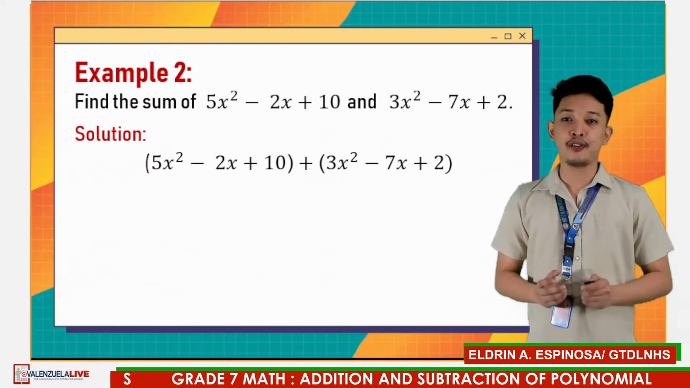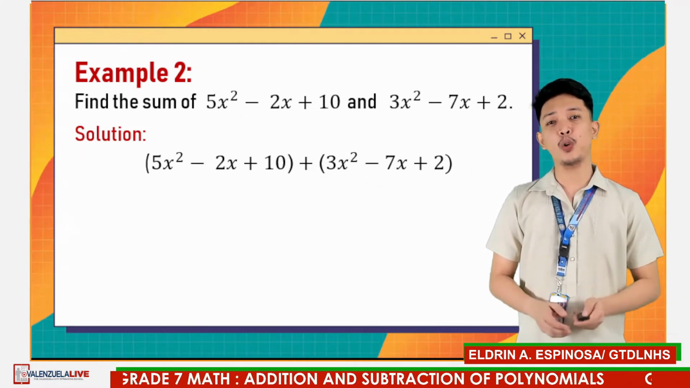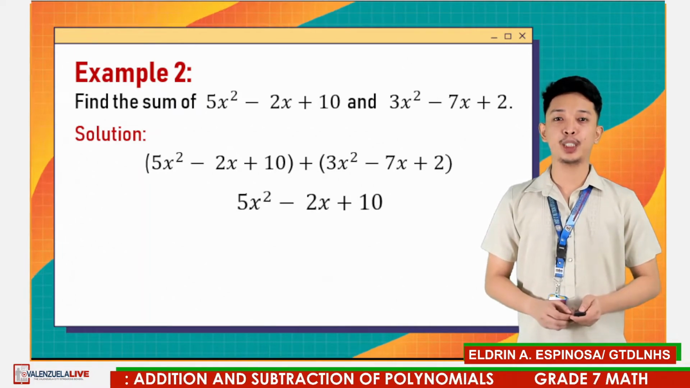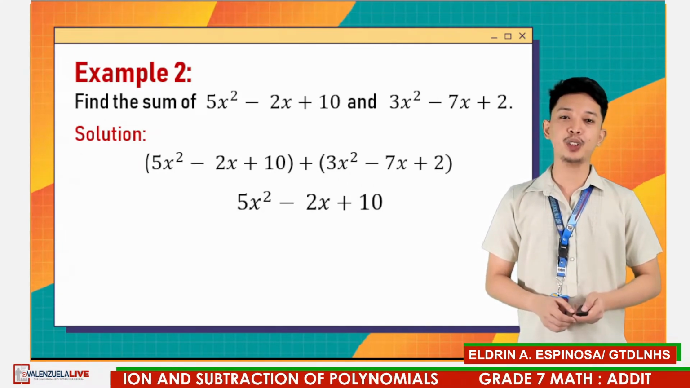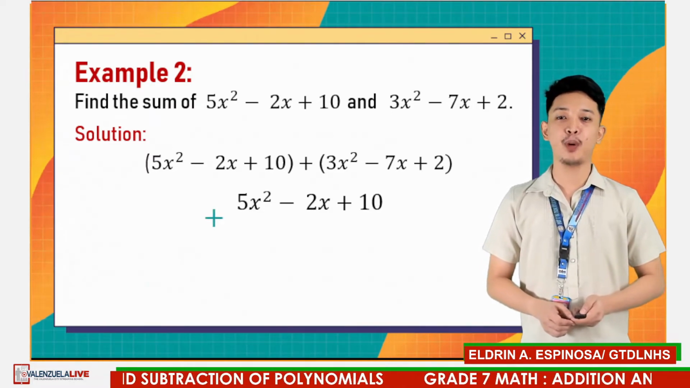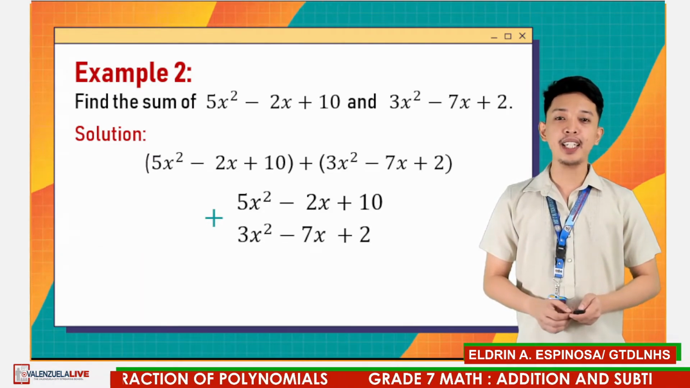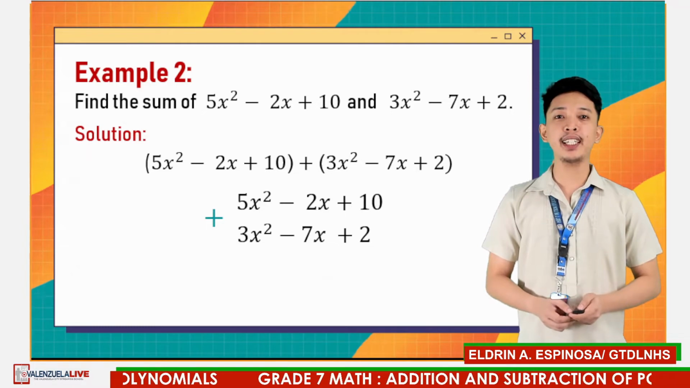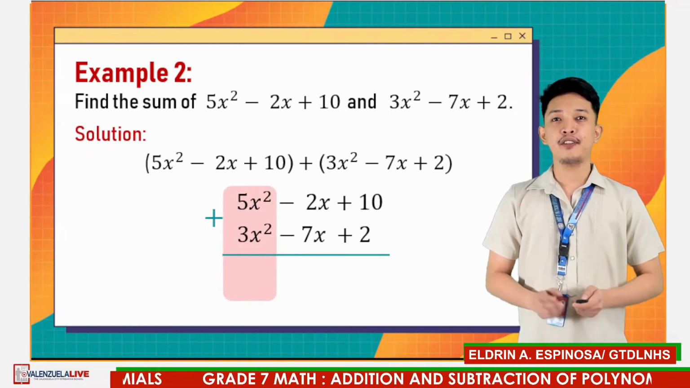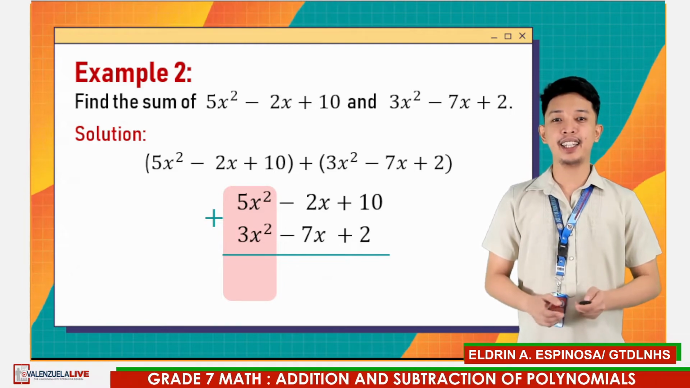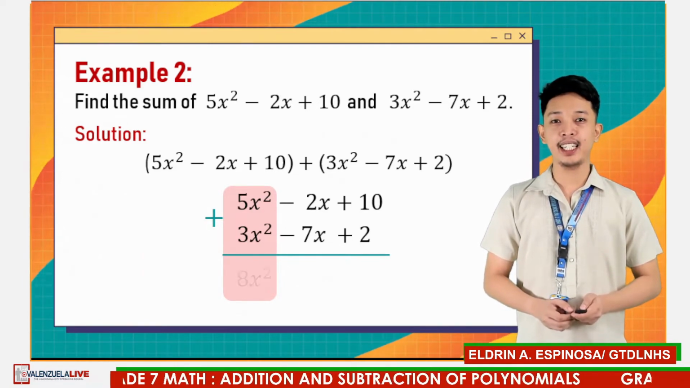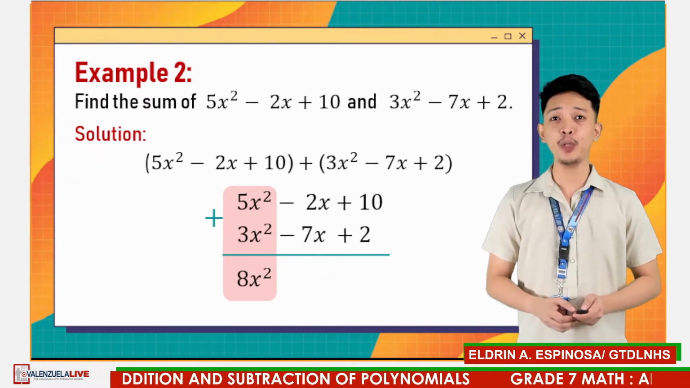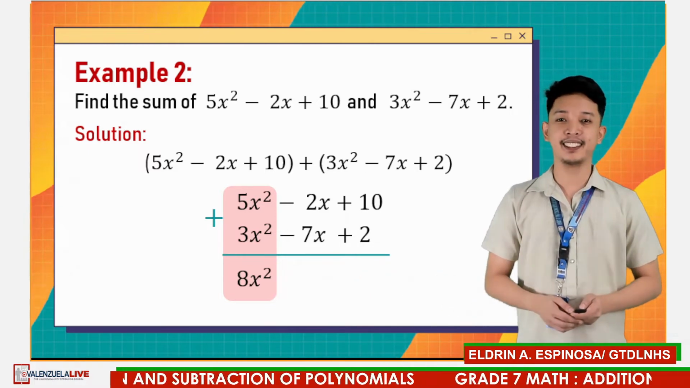Now, let us add it vertically. Again, to begin with, we will combine the similar terms by aligning them vertically. Write the first polynomial, 5x squared minus 2x plus 10, then add the second polynomial, 3x squared minus 7x plus 2. Since we're done aligning the similar terms, we can now simplify it. 5x squared plus 3x squared, add the numerical coefficients, 5 plus 3 is 8, then copy the same literal coefficient, which is x squared. So we will have 8x squared.